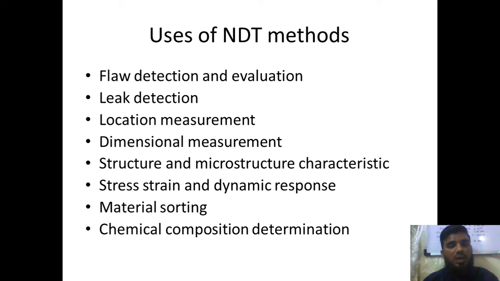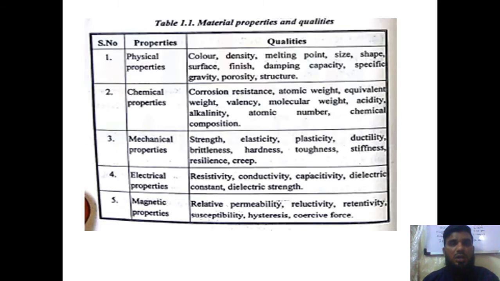Next is material sorting. We can identify the various types of metals, like whether the material is a metal or a non-metal, is it a ceramic or a composite. That can also be identified by using a non-destructive testing method. Next, chemical composition can also be determined by using a non-destructive testing method.